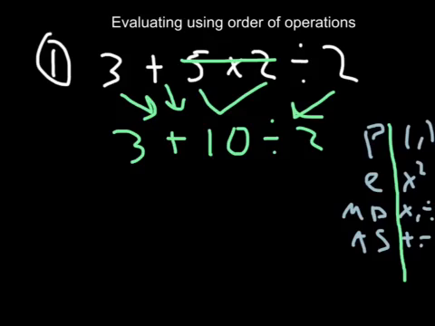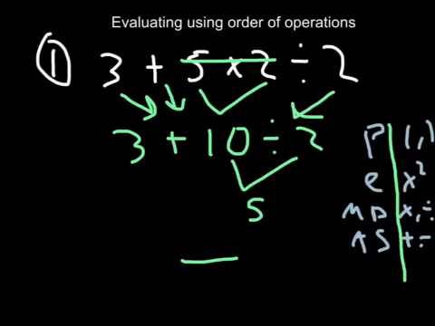Okay? So now you're not going to be done until you have one number. So again, you need to go through your order of operations and do the proper operation next. I don't have any parentheses. I don't have any exponents. I do not have any multiplication left because I did my multiplication. But I do have division. So I've got to do my division next. 10 divided by 2 is 5.